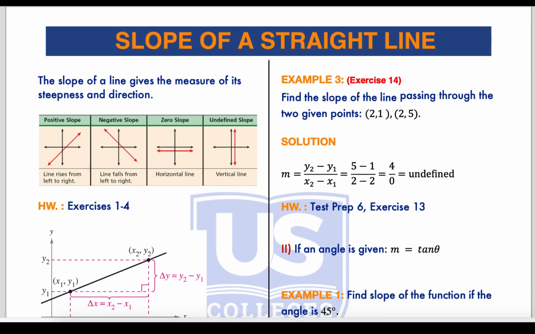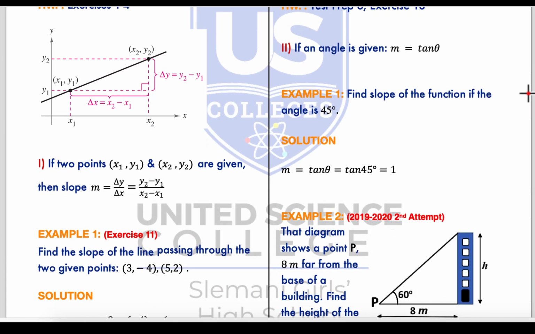Let's take a look at the first rule, first way to find slope. Some questions give us points, some questions will give us an angle, some questions will give us the equation. So this is the first type. 2 points are given. If 2 points are given, the slope is change in y over change in x. Change in y means subtract the y's, y2 minus y1, divided by change in x, subtract the x's. So x2 minus x1.